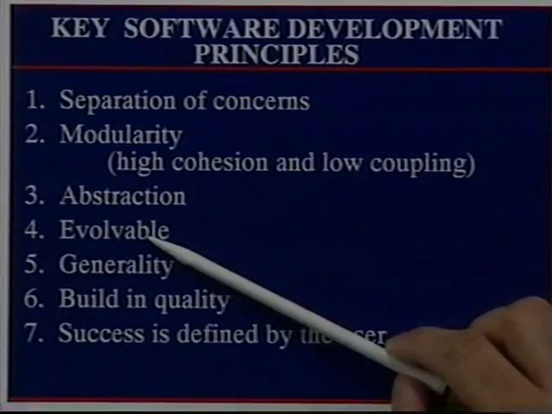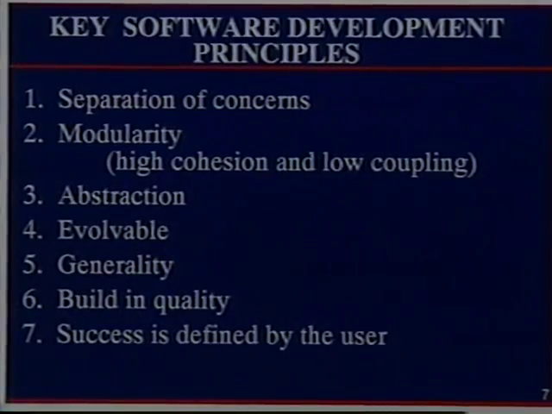Fourth is evolvability. Software changes, as we have described before. Now there are several types of changes that can happen. The types of changes that can happen are due to hardware, due to algorithm changes, due to new features that are being added. So change is part of the process. So when you design your software, you have to design it in such a way that the software is clearly evolvable.